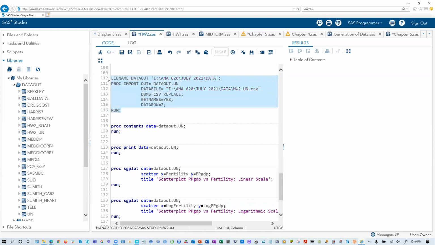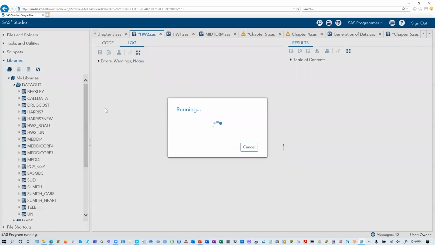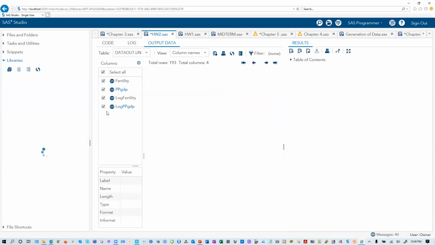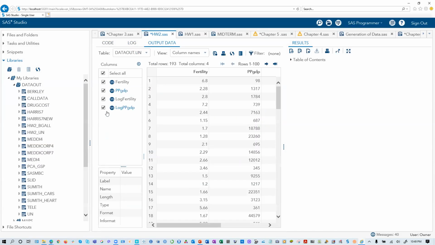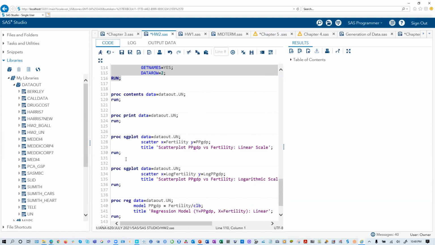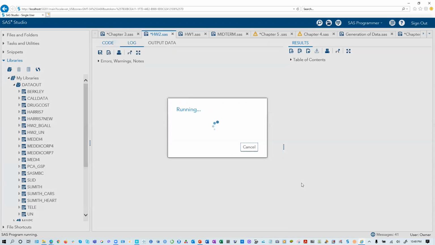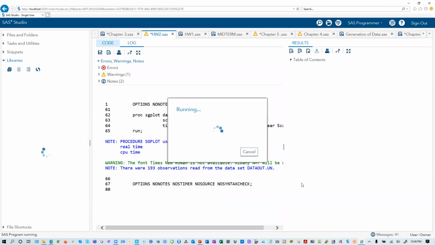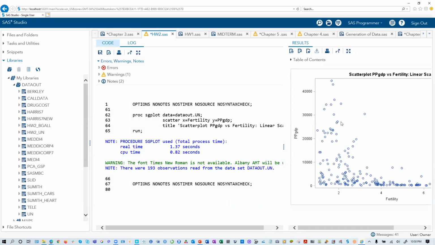Very easy. Go here. PPGDP has been given, this is fertility. Let's draw the scatter plot of fertility and this one and see why we are trying to take the log. See, they were clustered here. They are clustered, so you have to expand. How do you expand?